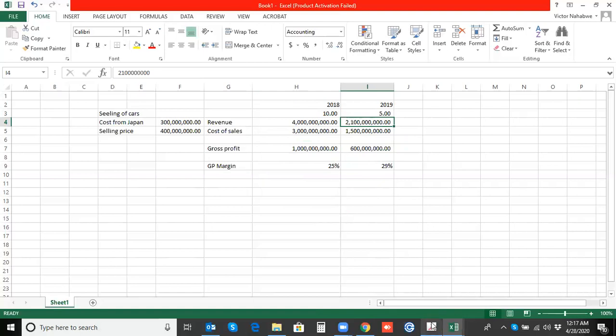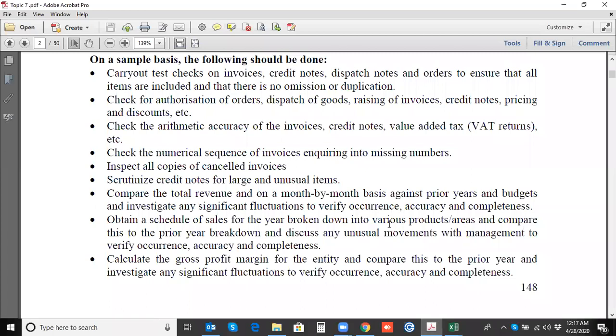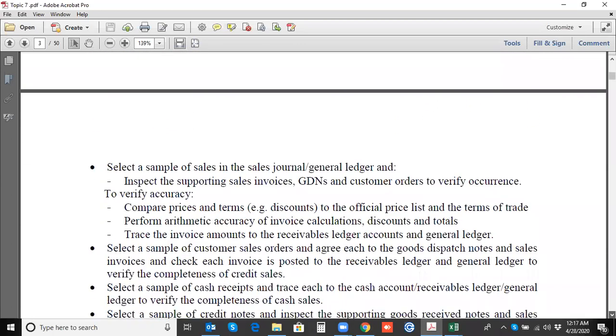So you're carrying out this analytical procedure. It is very, very important. It is going to help you to know if the sales occurred, if the sales are accurate, and if the sales are actually complete in the financial statement.